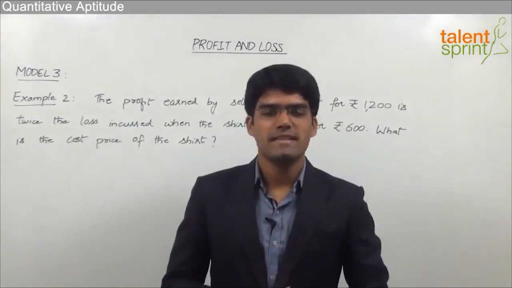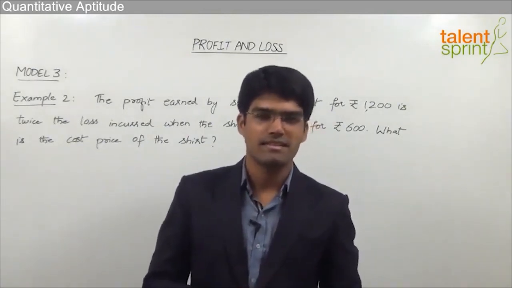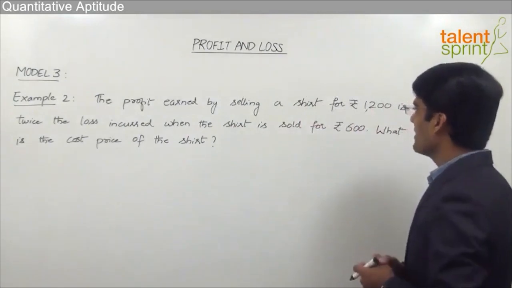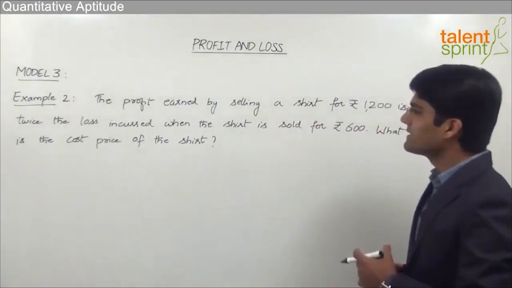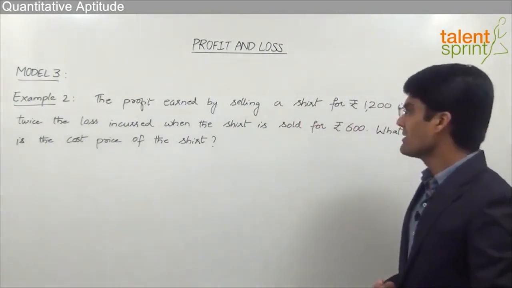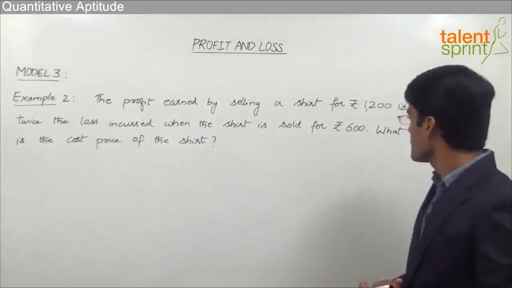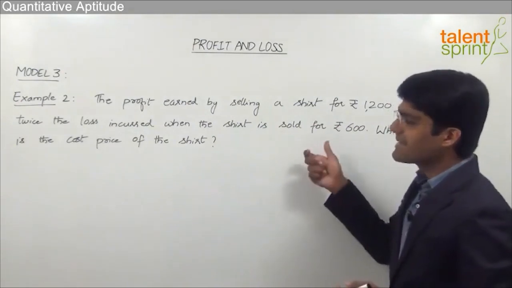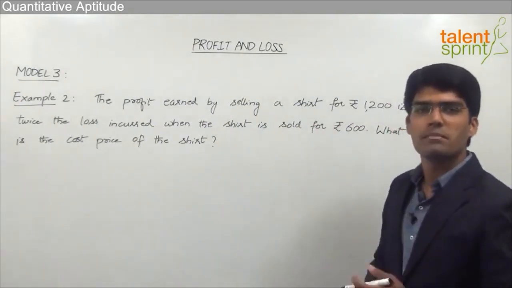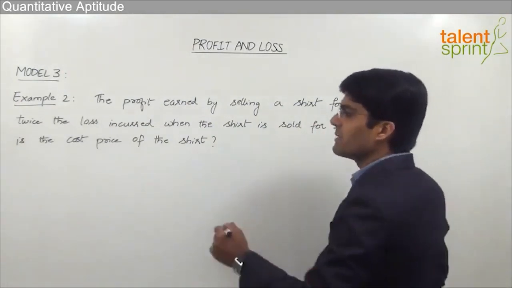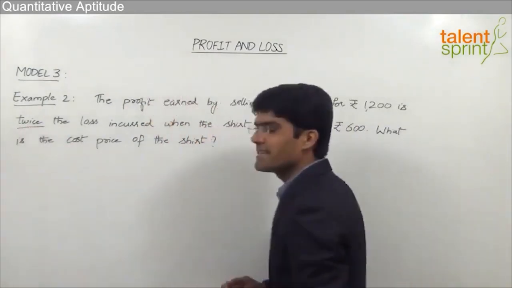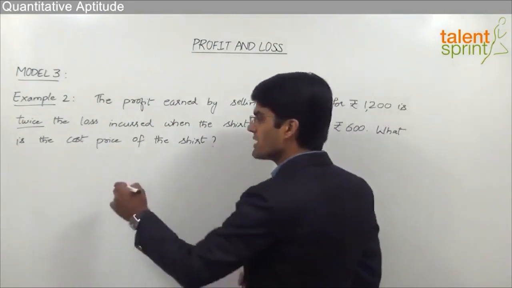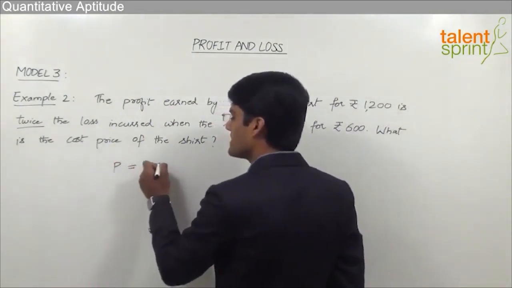Let us now take one more example based on the model 3 that we have just discussed. The question here is: profit earned by selling a shirt for rupees 1200 is twice the loss incurred when the shirt is sold for rupees 600. What is the cost price of the shirt? So if you try to observe, this example is quite similar to example 1. But the only difference here is the profit is twice the loss, whereas in the previous example, the profit was equal to the loss.